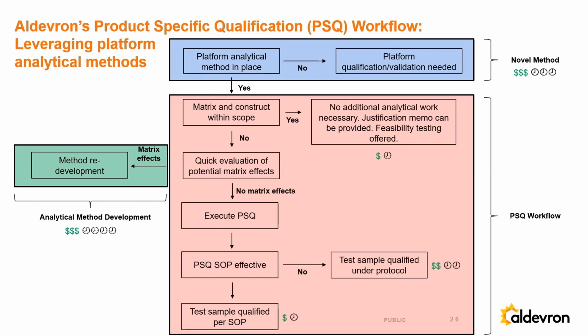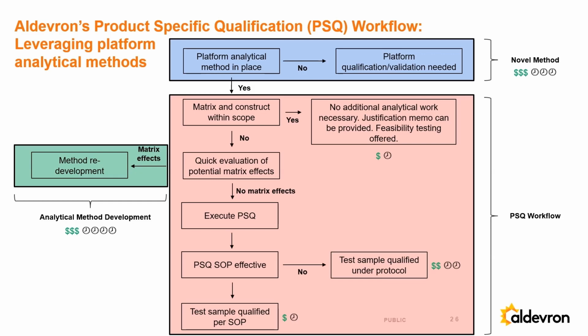And so we can leverage that platform analytical method and move now into this more streamlined PSQ workflow. And so the next assessment is, okay, the construct that we're looking at, is it within the scope of our validated method? Oftentimes the answer is yes. And so in that case, we feel quite comfortable, right? This phase appropriateness from the analytical perspective, the method is suitable, it's fit for purpose. We can go ahead, no additional work is necessary. That is more or less true.